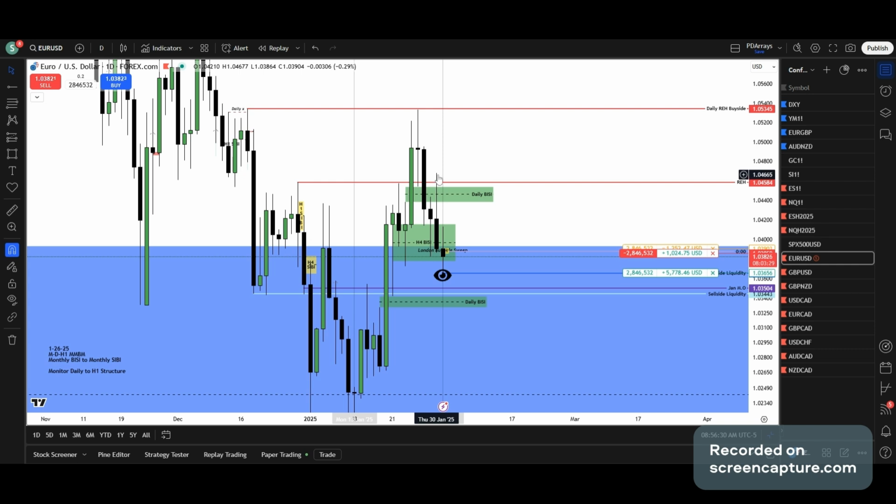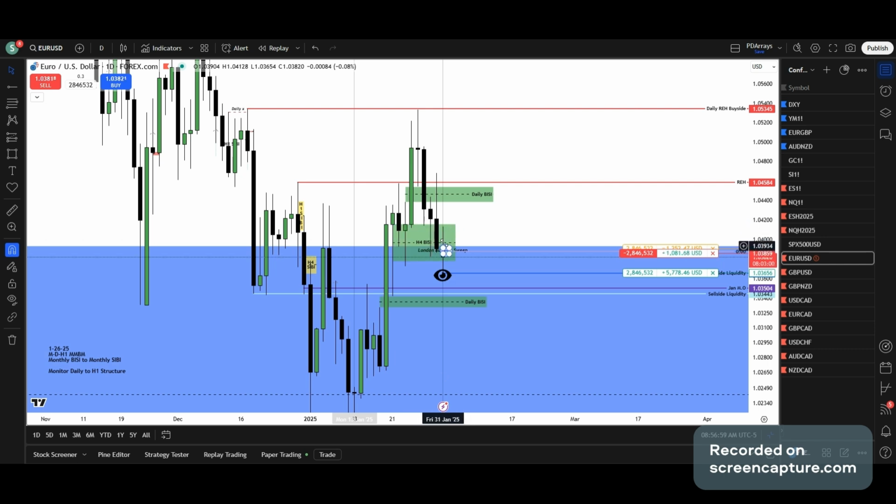Then yesterday came up and swept Wednesday. Look at this price action between Wednesday and Thursday. We have that huge wick up higher on Thursday and this huge wick down lower on Wednesday. I'm expecting this to be an immediate imbalance rebalance.